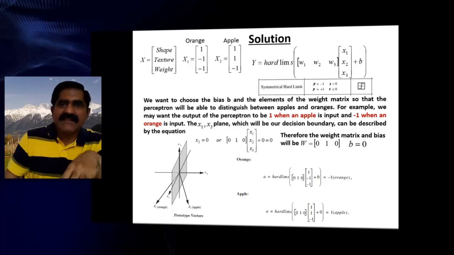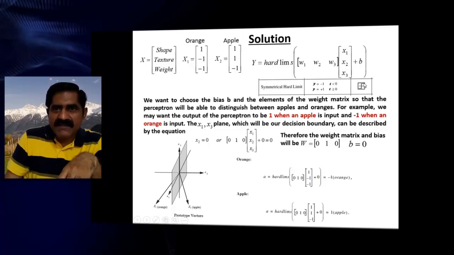as the symmetrical hard limit. So symmetrical hard limit indicates, if t is greater than or equal to 0, you are getting +1. If t is less than 0, you will get -1. This is -1, this is +1. T greater than or equal to 0, your output is +1, otherwise -1.